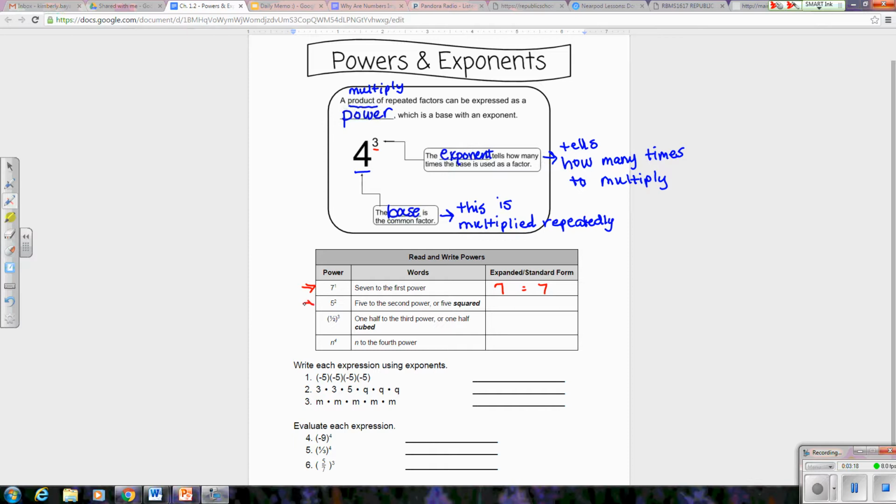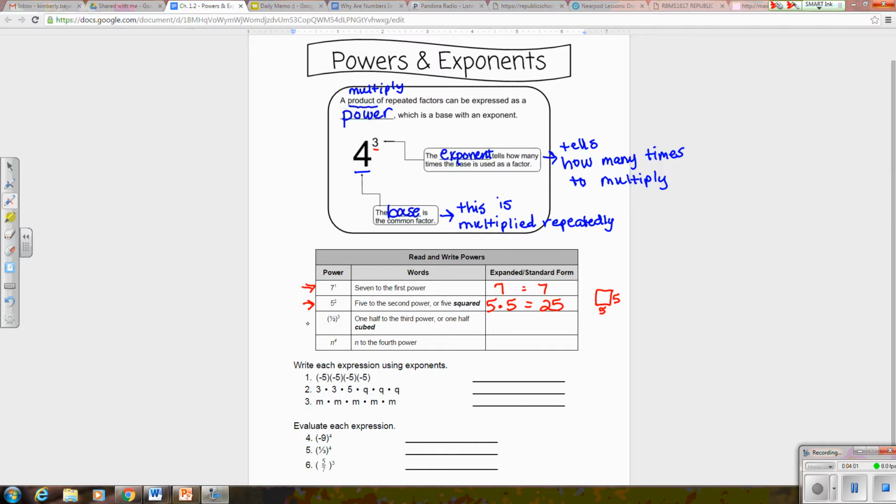This one right here, this power, is read 5 to the second power, or 5 squared, because a square has 2 sides, and if the sides are all 5, 5 times 5 gives us the area of the square. So 5 squared, or 5 to the second power. The expanded form is 5 times 5, and you guys please use a dot and not an X. 5 times 5 equals 25. So here's our expanded form, and here's the standard form, and this is the power form, or the exponent form.